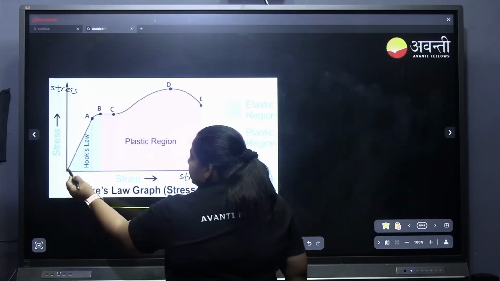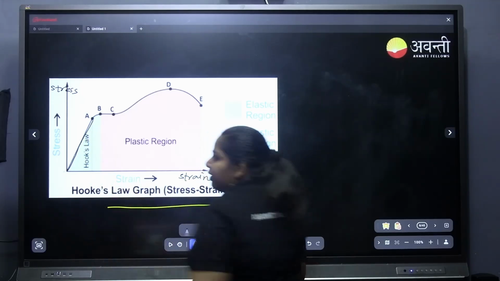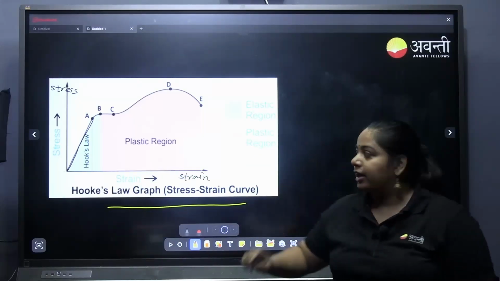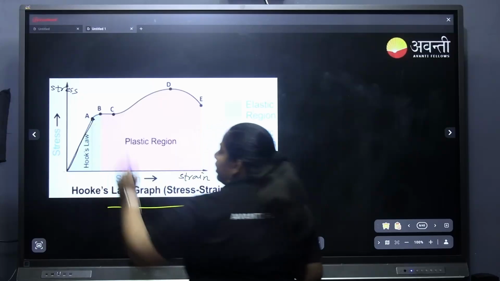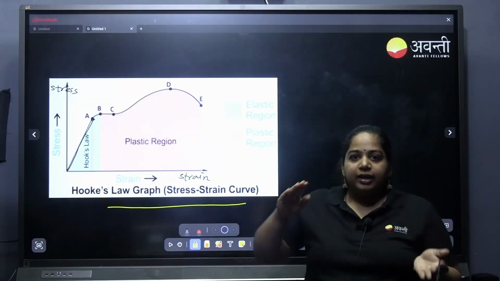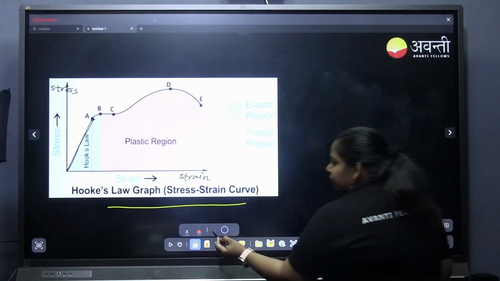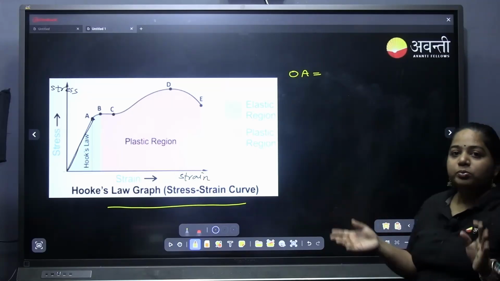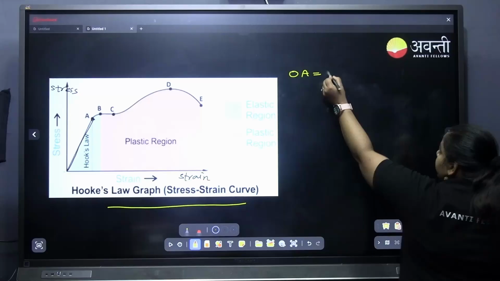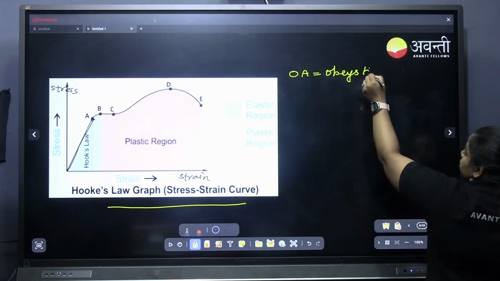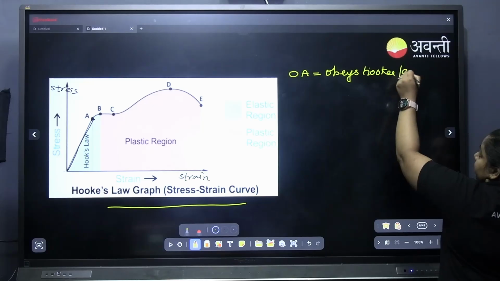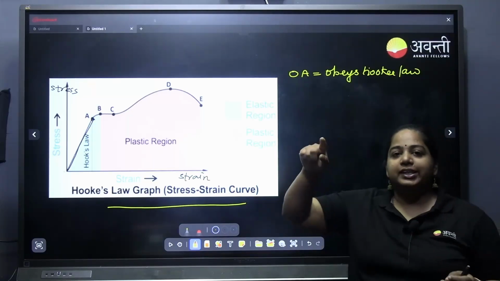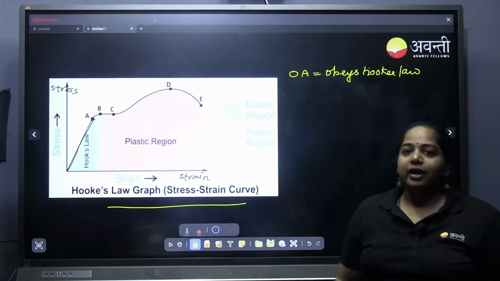First you can see stress and strain are increasing in a linear way, which means when strain is increased, stress is increased, up to point A. This is the region OA. OA is the region where the material will obey Hooke's law. So from O to A, when the graph is linear like a straight line, it will obey Hooke's law.